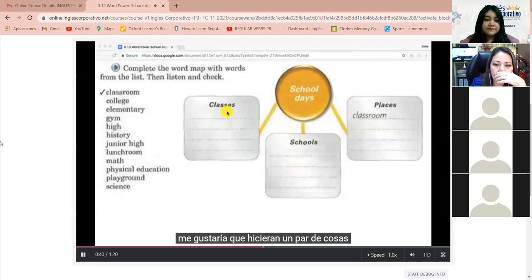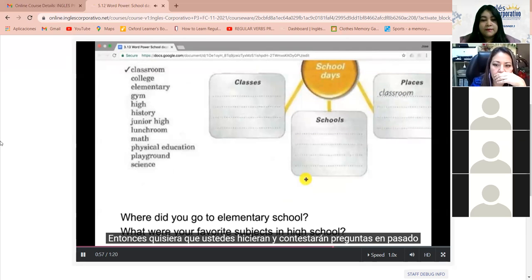Now, I would like for you to do a couple of things. First, I would like for you to categorize the vocabulary into three different sections: classes, schools, and places. For example, under places, you can add classroom. Then I would like for you to ask and answer questions in the past using the vocabulary that we just learned. For example, where did you go to elementary school? What were your favorite subjects in high school? Try to make as many questions and answers as possible. After you finish this activity, share your work in our discussion forums. Hi. Okay, there you go.